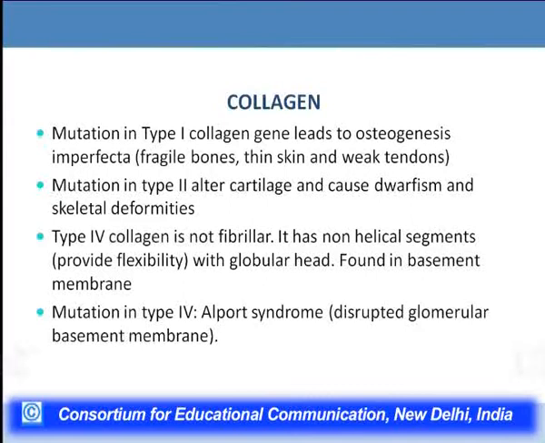If there is a mutation in type 4 collagen, it will lead to alteration in the basement membrane of the tissues, and one such disease which is caused by mutation in type 4 collagen is Alport syndrome, where there is disruption in the basement membrane of the glomerulus, and ions are filtered which are not usually filtered in normal individuals.